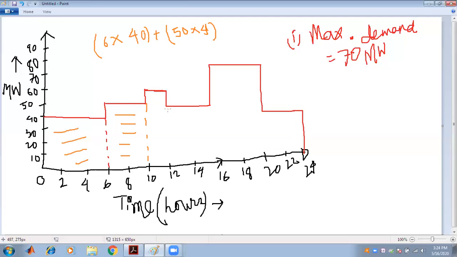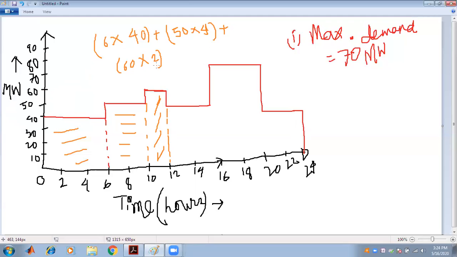And the third area is from 10 to 12, this one. So what is the area? The area is 12 minus 10, which is 2, into 60. The demand here is 60, so 60 into 2.